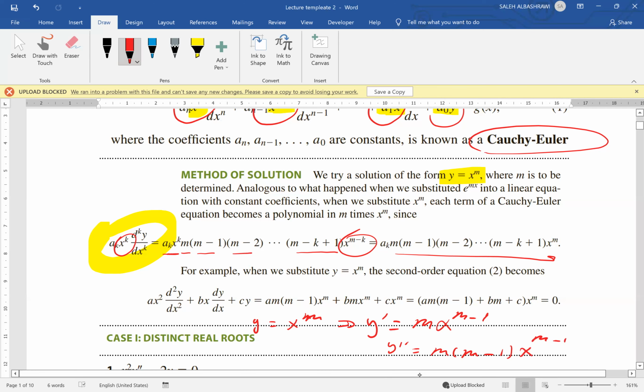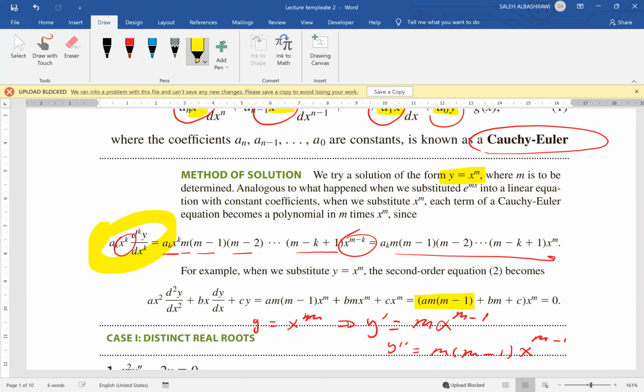And plug it in the equation. The auxiliary equation for that one will be a times m multiplied by m minus 1, plus bm, plus c, all multiplied by x to power m equal to 0. So I will have a second order or quadratic equation in m. And for the quadratic equation, as we stated before, we are going to have 3 cases. Either we will have 2 distinct real roots, or complex, or repeated solutions.